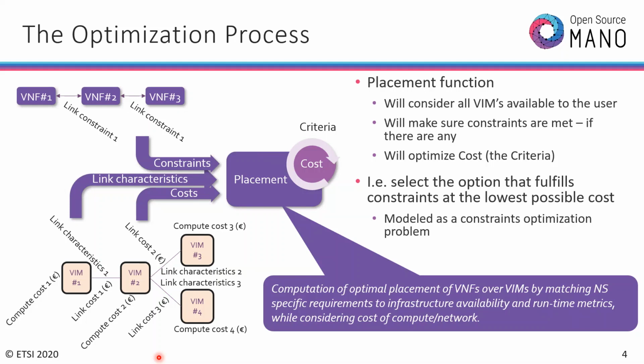So what the placement function will do is, given these constraints on the network service, consider all the VIMs that are available to the user, and check that these constraints are met, if there are any, not necessarily so. This is actually maybe a good thing. I mean, knowing that with the infrastructure that I have at hand, I simply can't fulfill the requirements that this service has. So that's probably also a good thing to know.